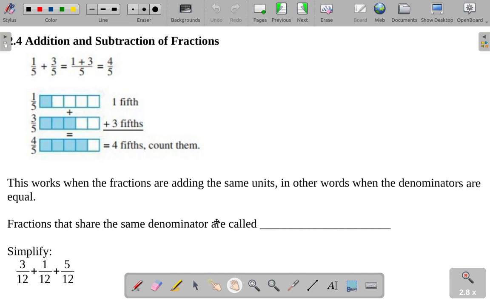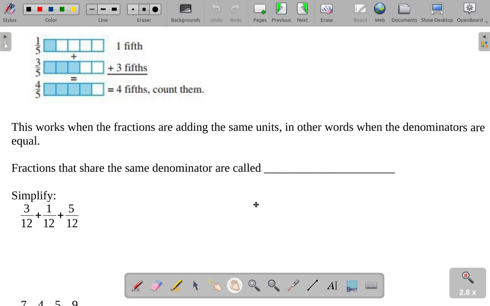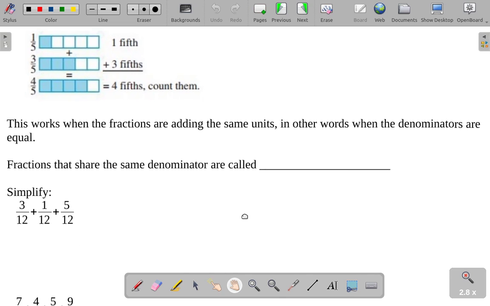Essentially, the denominators are the things that we're counting. If I have 1 apple plus 2 apples, I have 3 apples. But if I have 1 apple plus 1 banana, well, okay, that's a bad example, but you wouldn't be able to just add those together. You wouldn't be able to say you have 2 apple bananas or something like that. That just doesn't make any sense.